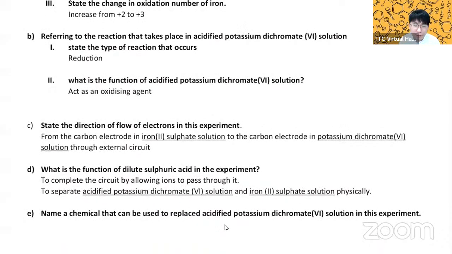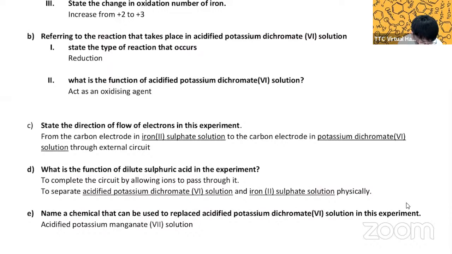So since we have acidified potassium dichromate(VI) as your oxidizing agent, give me another chemical that is also an oxidizing agent. What's the best friend of acidified potassium dichromate? You have the acidified potassium manganate(VII). Bromine water also can, yes. Bromine water also good. So this is the U-tube.